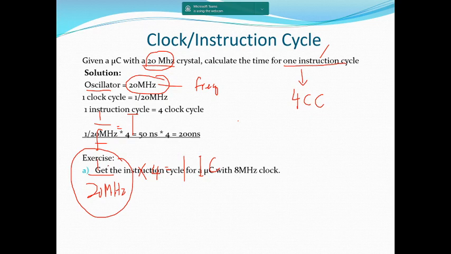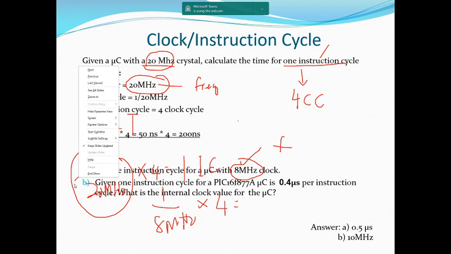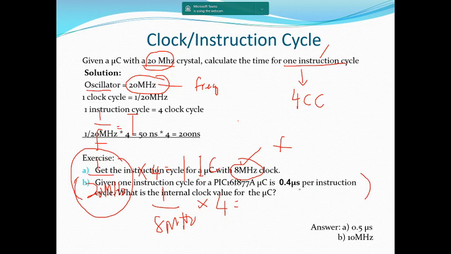Let's try. Get the instruction cycle for a microcontroller with an 8 megahertz clock. 8 megahertz is very small, so this is the frequency. The instruction cycle is 1 over 8 megahertz times 4, which gives 0.5 microsecond. The second question is reverse engineering, where you are given the instruction cycle and you need to find the oscillator frequency, and finally the frequency of the clock.